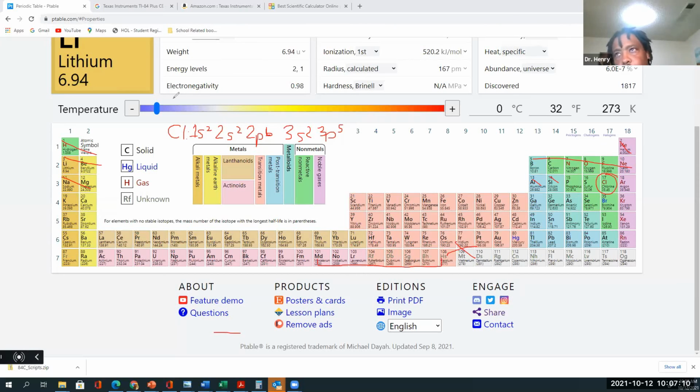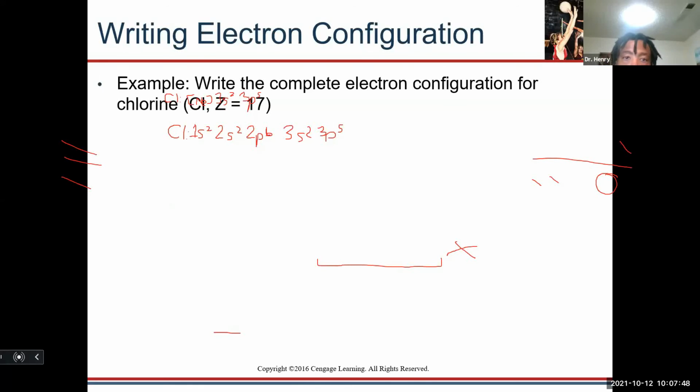Okay. So the short way? Neon core, 3s2 3p5. Okay. Questions? Concerns? Good. Let's move forward.